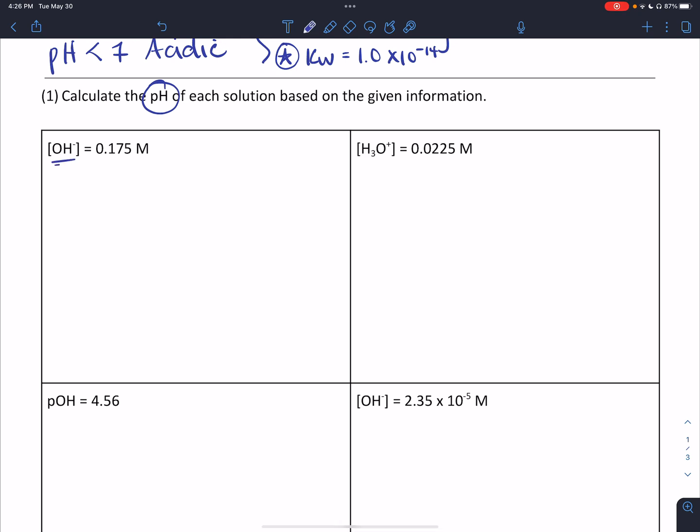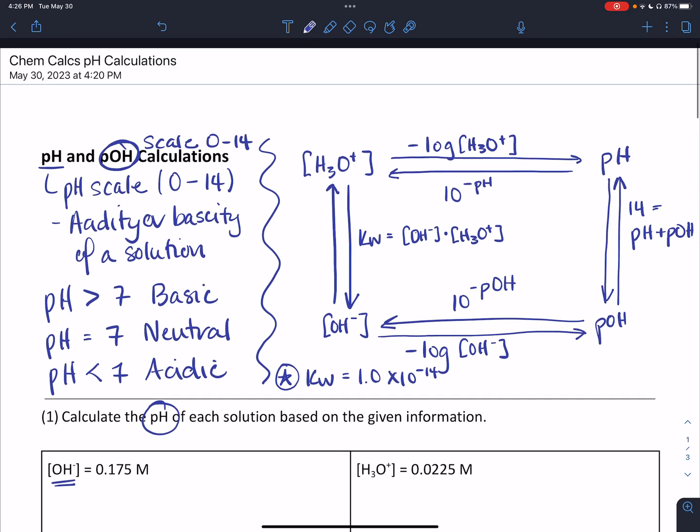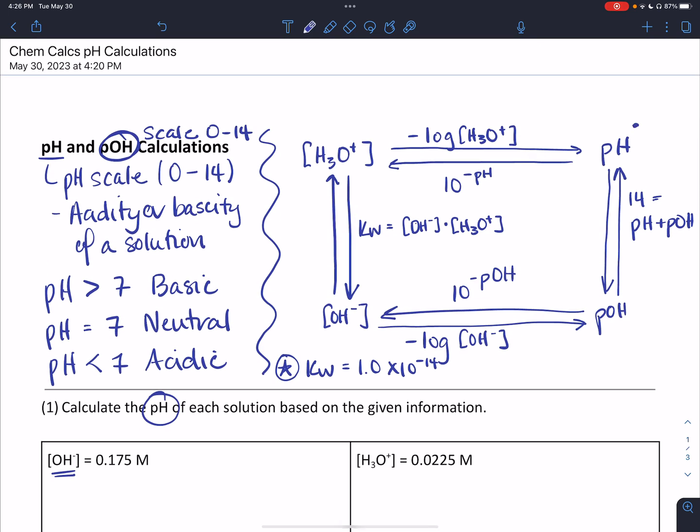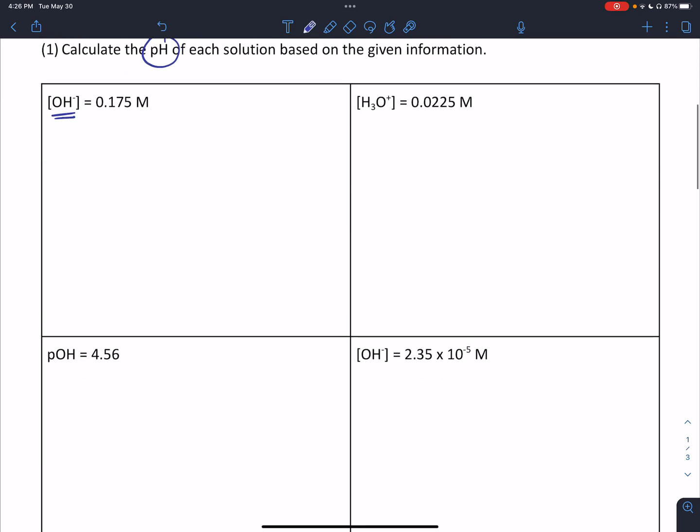All right, so I've been given hydroxide. So I have a couple choices here. My goal is to get to pH up here. I can either go to pOH and then to pH, or H3O plus and then to pH. This time I think I'm going to calculate the pOH first. So it'll be the negative log of that concentration, 0.175 molar. When I plug that into my calculator, I find this solution has a pOH of 0.757.